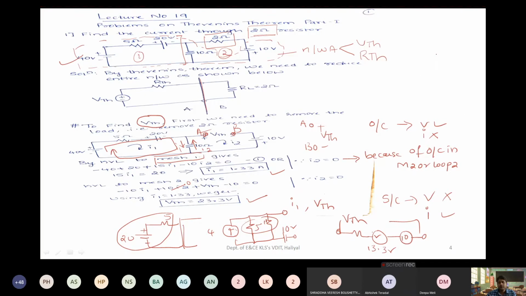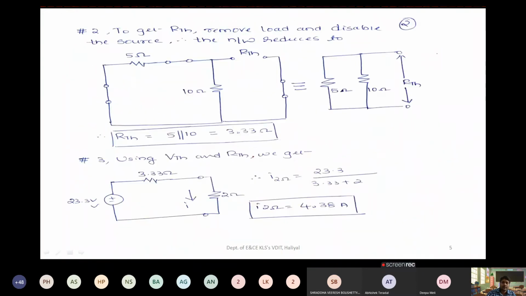So fine. Now, is that clear to everyone? Yes, sir. Now we found VTH, as well as I1. Second step is what we have to find RTH. So in order to find RTH, what do you have to do?